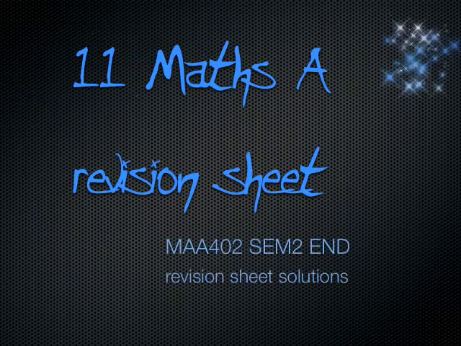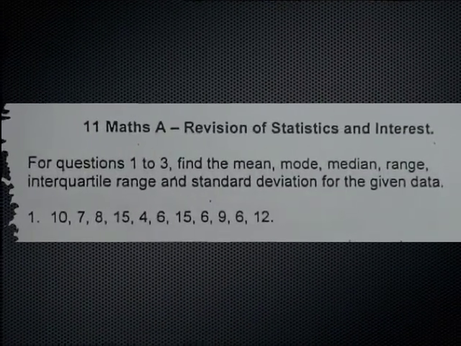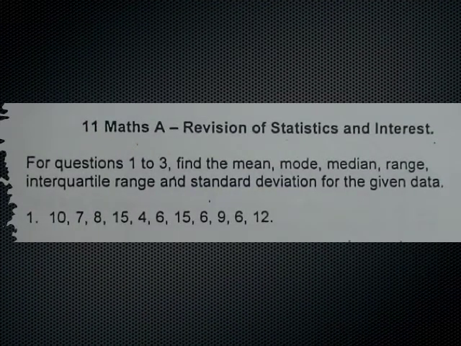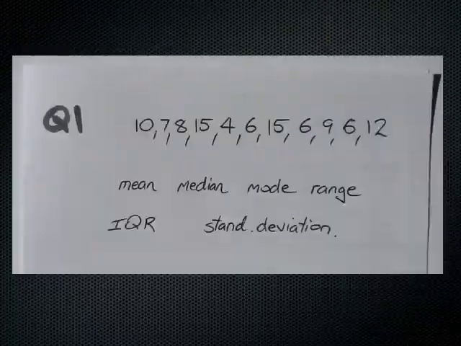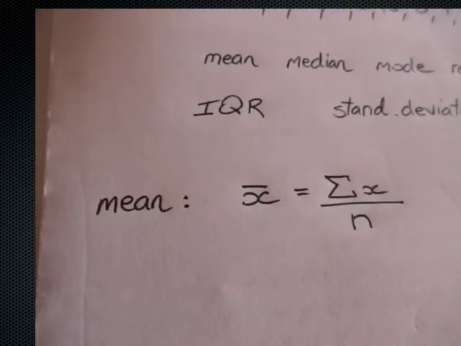Okay, here we go through the 11 Maths A revision sheet, end of semester 2, 2007. Just a reminder what the sheet looks like, and we're moving on to question 1. We're asked to find a range of statistics, and I've written down those numbers. We're asked to find the mean, median, and mode, and also the range, the IQR, and the standard deviation.